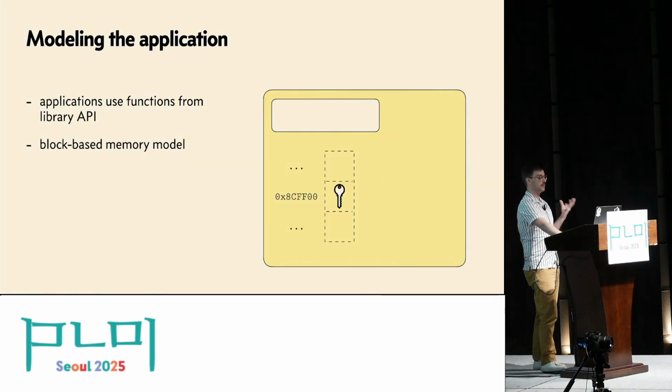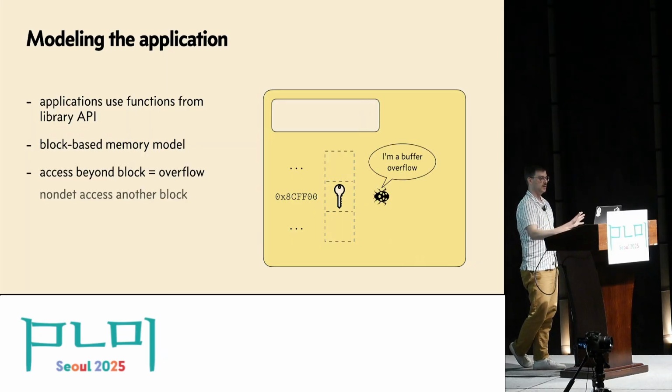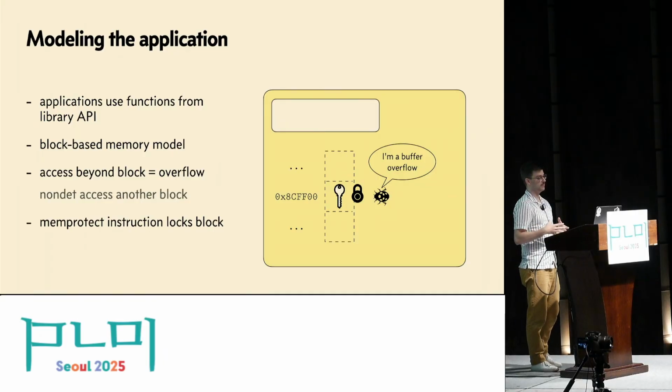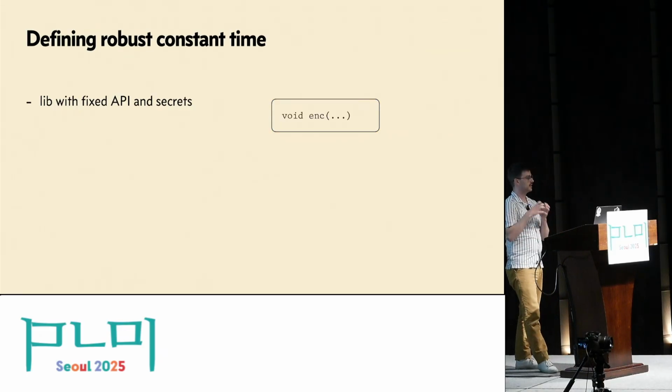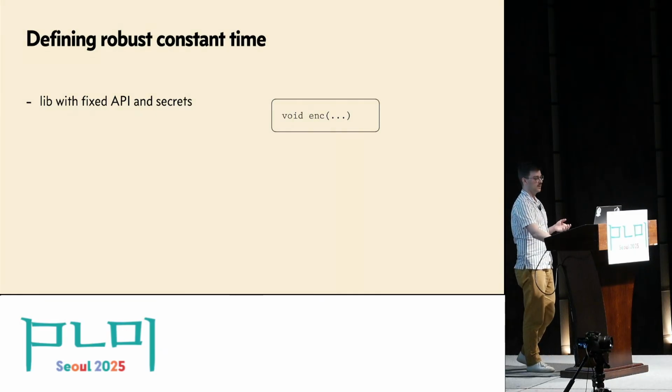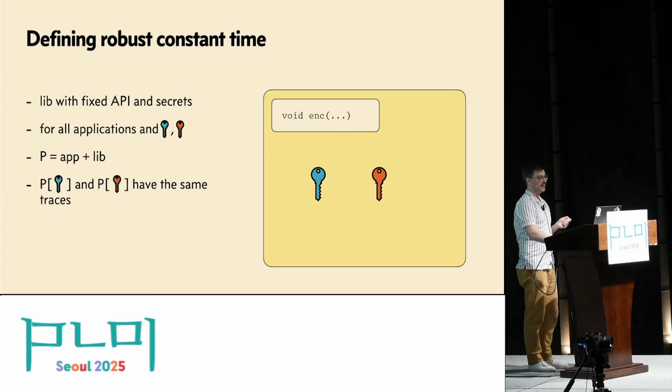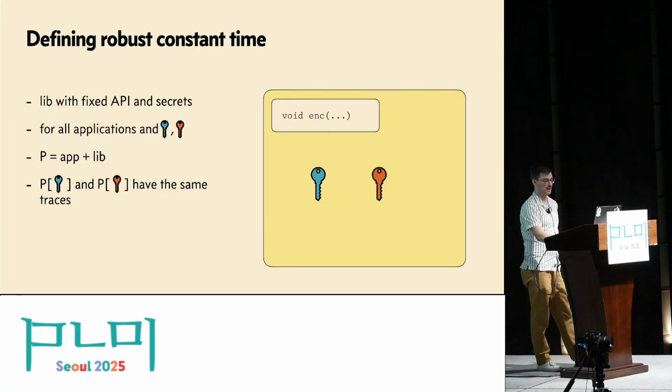And in our model, we use a block-based memory model, which gives us a way to model overflows as access beyond the edge of the block. Further, we build a model of memory protection instructions, which we're going to use to build secure compilers. To define robust constant time, we start with a library that we want to ensure is secure. We consider all applications and pairs of keys, so we must consider any application this library can be plugged into. And then the whole program plugging in must have the same traces, so must have constant time behavior. If so, this library is robustly constant time.